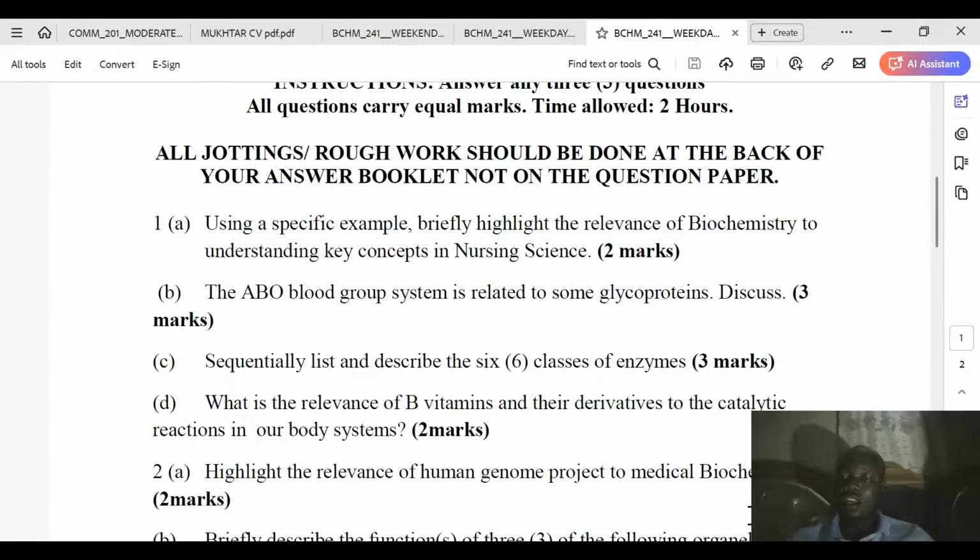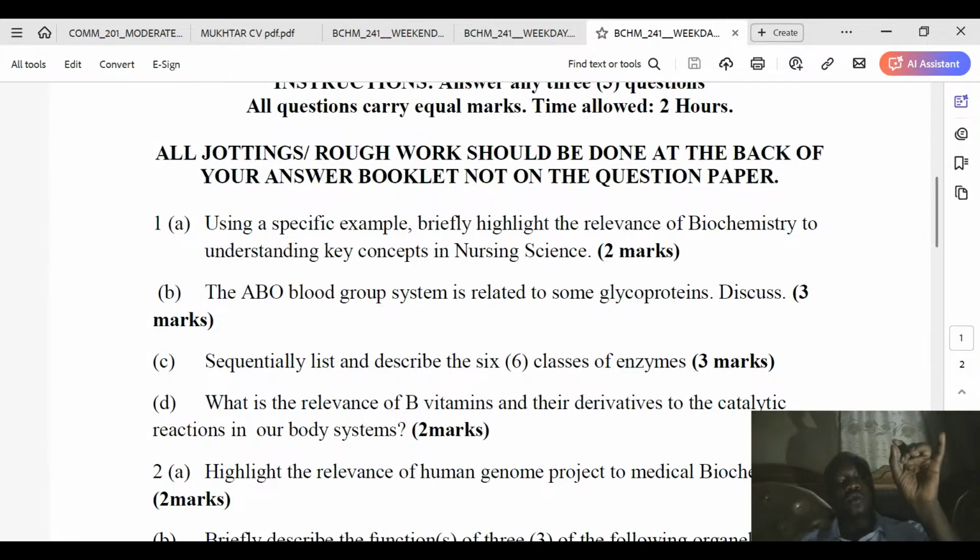Hydrolase. That is the third one. And then the L is lyase. That is the first L. And then the I is isomerase, and then the last one is ligase.